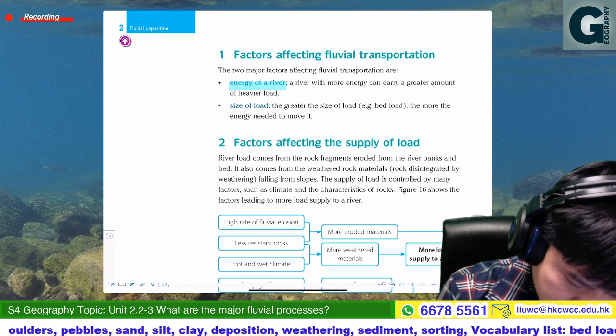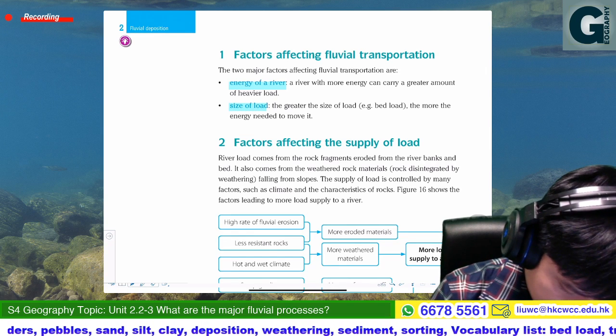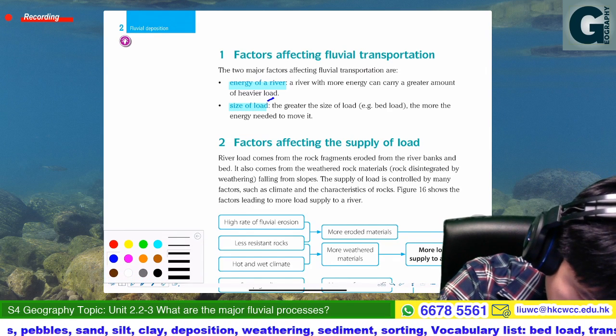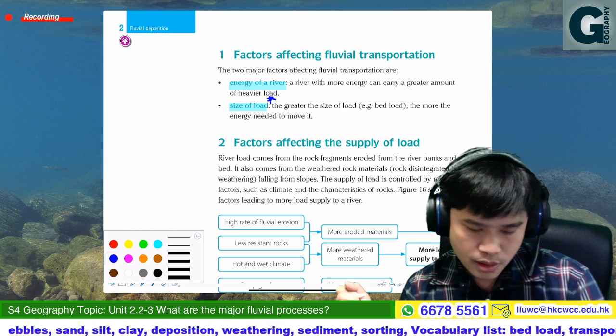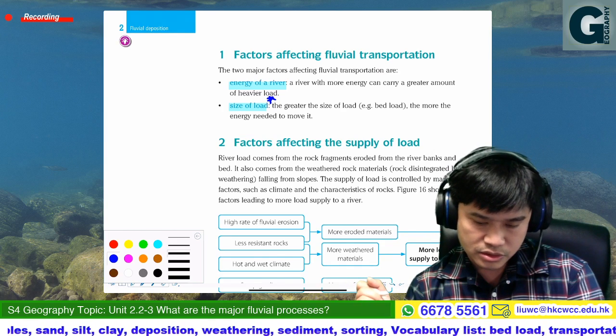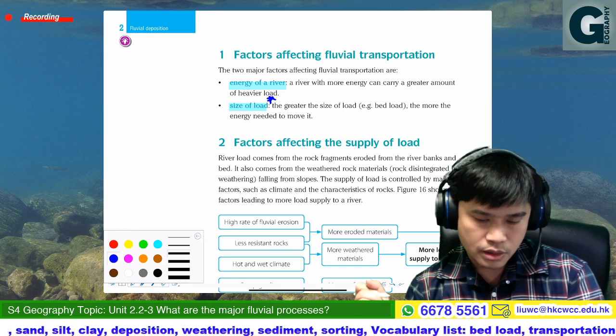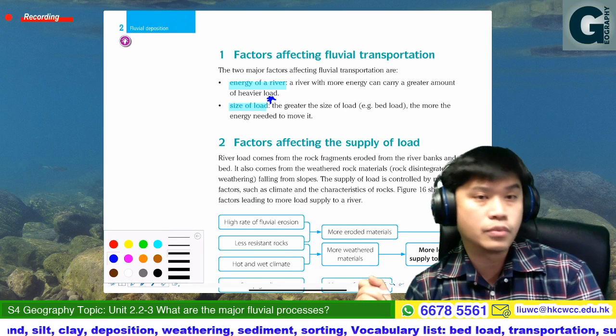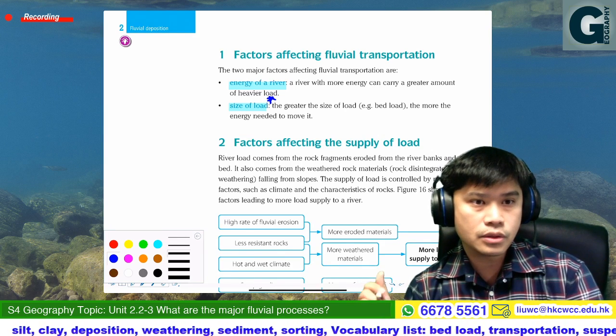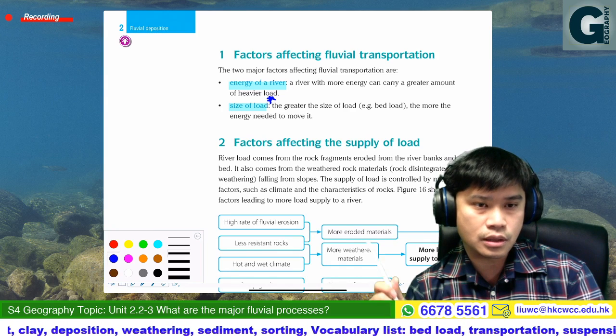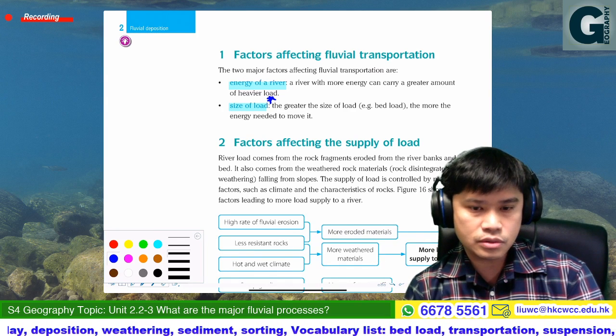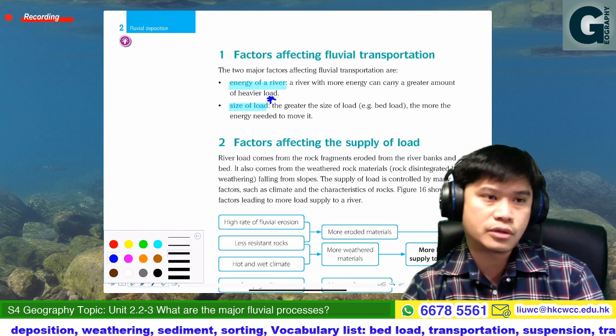And then the second one, size of load. For size of load, please mark a star there. The greater the size of the load, that is the bed load, the more energy is needed to move it. So it is necessary for us to understand and note what the size of the load is.